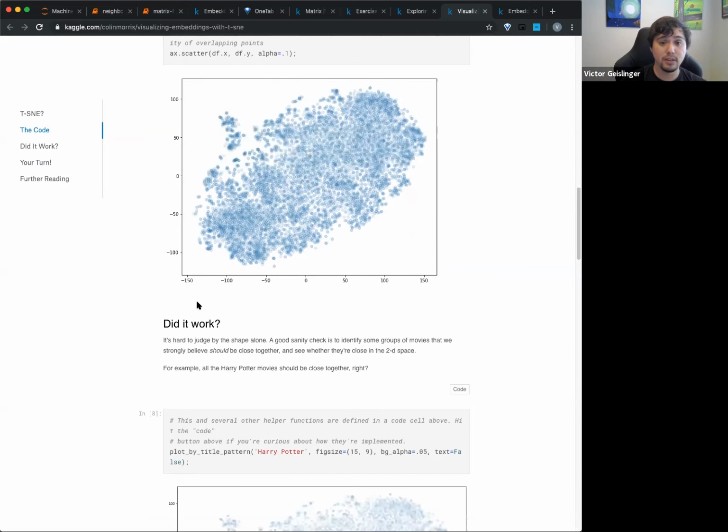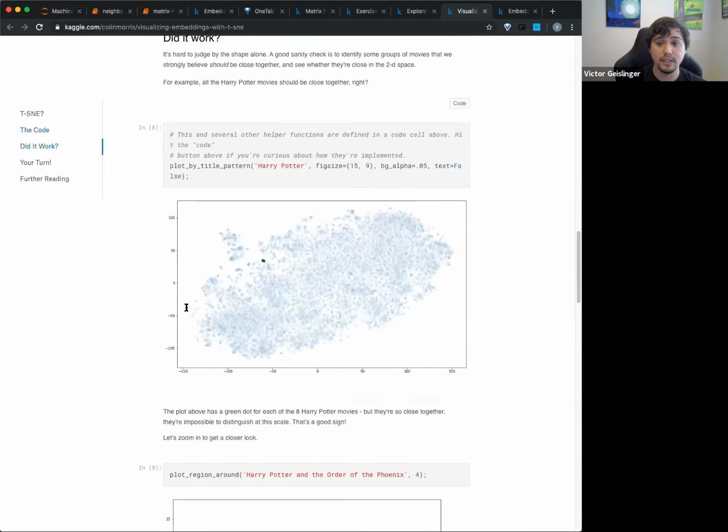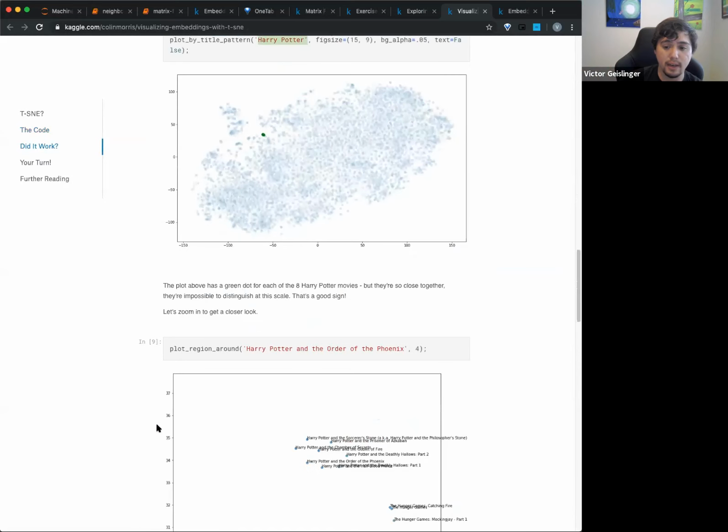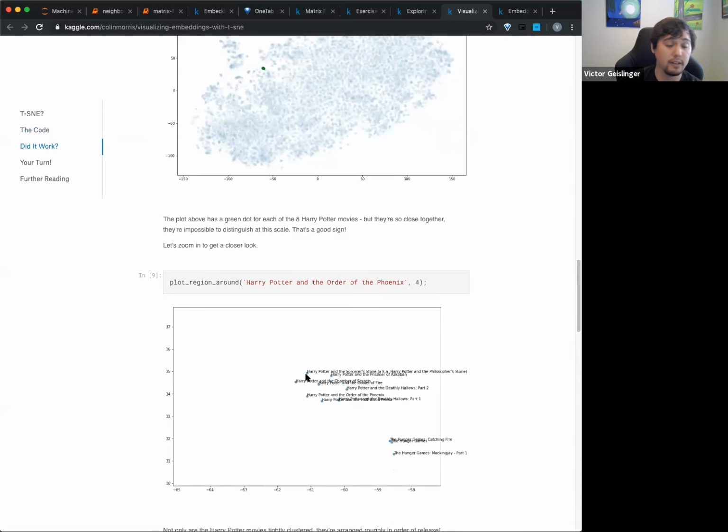What's cool about this kernel that's worked through is they've looked at specific parts. For example, they look at Harry Potter, so everything that has the words Harry Potter in the movie title. You can see all those green points are right here. Then they zoom in a little more, and you can see with the labels, all the different Harry Potters. But relatively close to it are things like the Hunger Games franchise here.